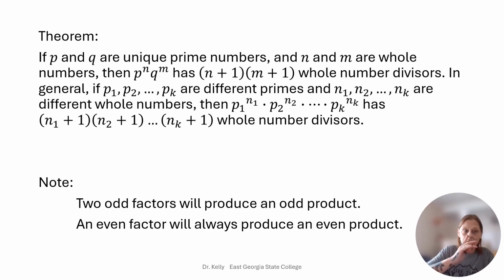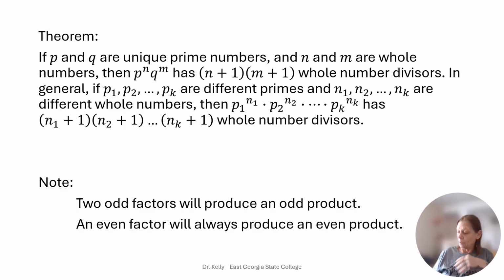All right, so we continue on with these theorems, putting them all together here. If p and q are unique prime numbers and n and m are whole numbers, then p to the n times q to the m have n plus 1 times m plus 1 whole number divisors. We just saw that. In general, as long as it's a bunch of different primes, and it could be a whole bunch of different powers, the number of divisors is whatever that power is plus 1, all multiplied together.